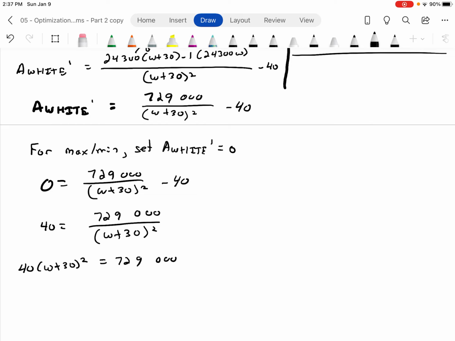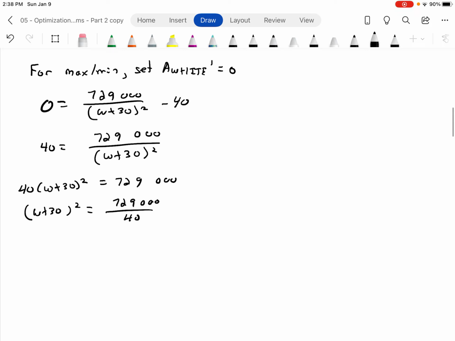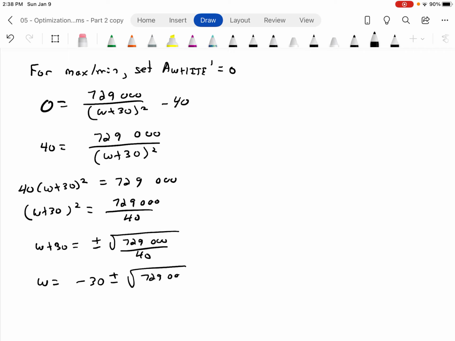And so now I can, let's see, (W + 30)² equals 72900 over 40. And I could simplify that, but I know I'm going to use my calculator here anyway, so I'm not going to worry too much about it. So I get W + 30 equals plus or minus the square root of that big mess. And then I bring the 30 over, and I get negative 30 plus or minus the square root of 72,900 over 40.